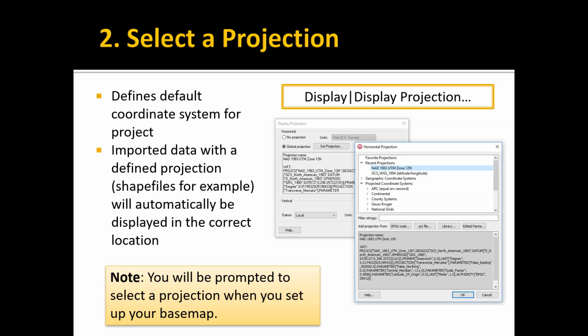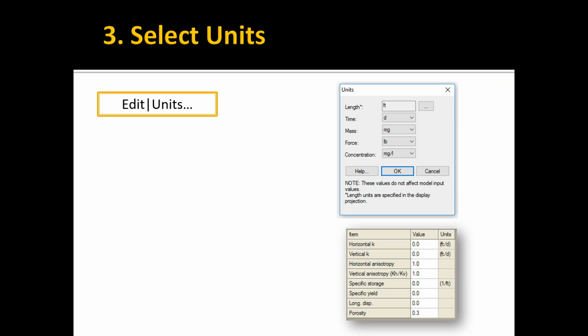Now, when you set up your base map, it will prompt you to select a projection. And so in most cases, once you do your base map, you don't have to go in and redo this. 99% of the time, I'd recommend you just select the default global projection that comes with your base map. And so, this is generally something that happens implicitly, but I thought I would mention here that establishing a projection is part of this overall process.